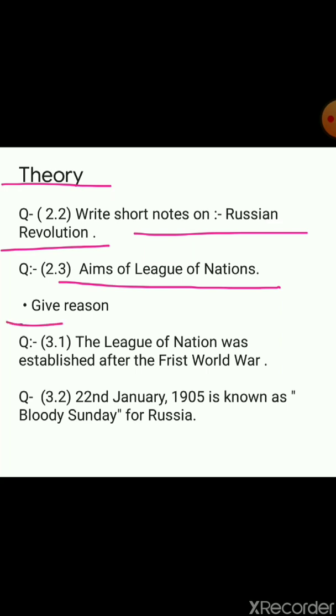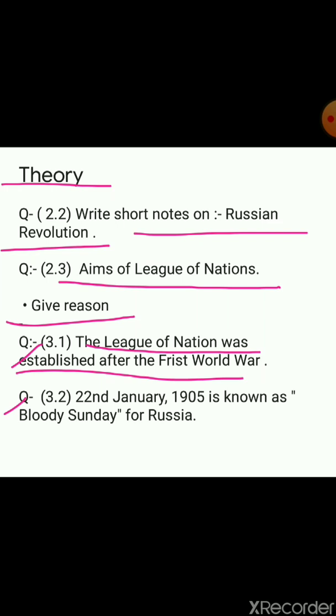Now the give reason point: the League of Nations was established after the First World War. What was the reason for the League of Nations to be established after the First World War? You need to write that out. Even that has been given in the PDF. What was the necessity of the League of Nations? To maintain world peace after the First World War.